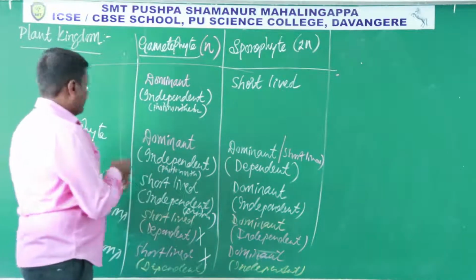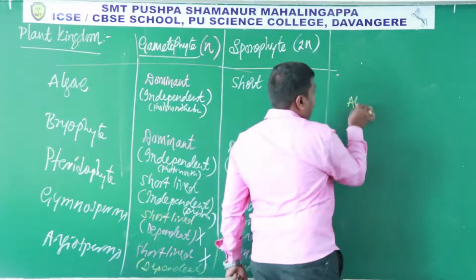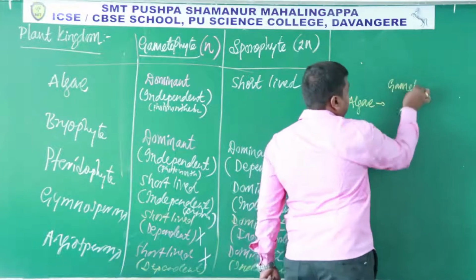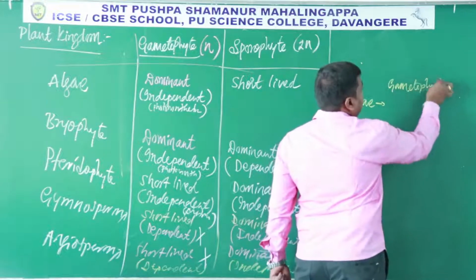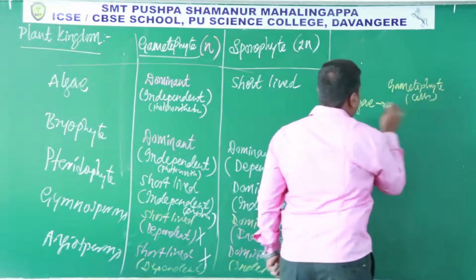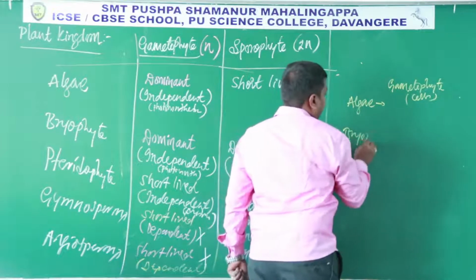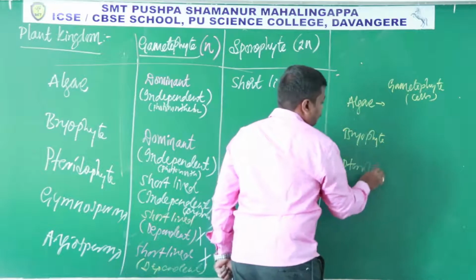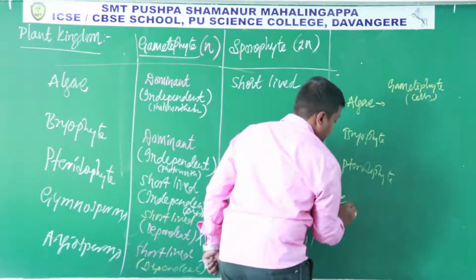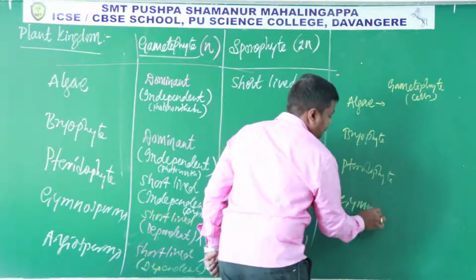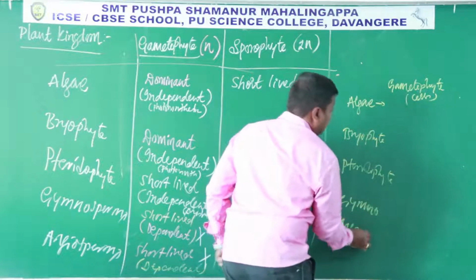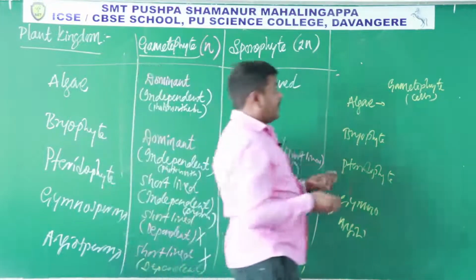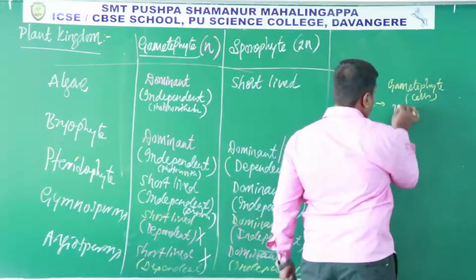Okay, the gametophyte is multicellular. So if you consider algae, bryophyte, pteridophyte, gymnosperms and angiosperms, if you consider the algae, here the gametophyte is multicellular.